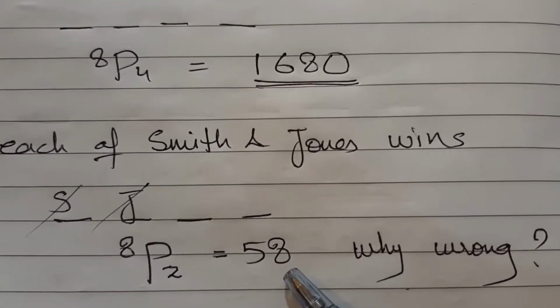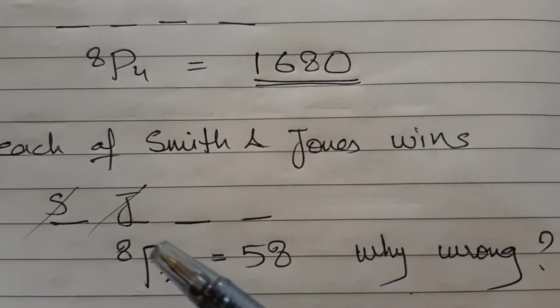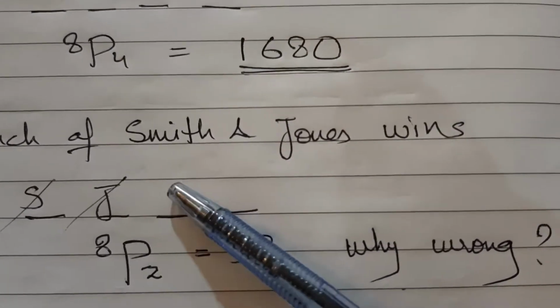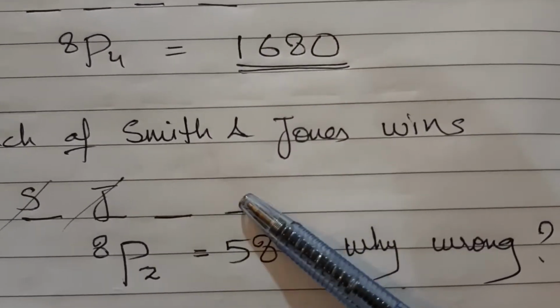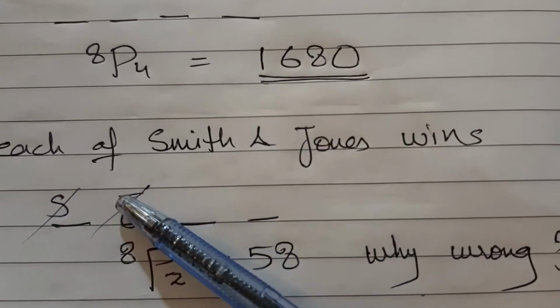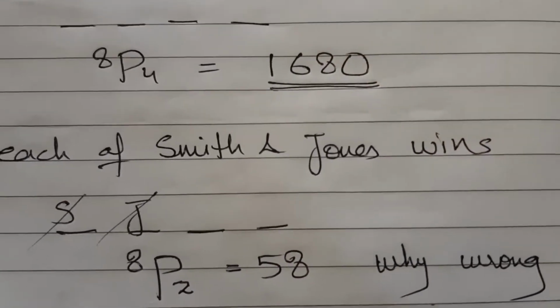Do you know why? It's because when you are doing 8P2, you are considering all the ways of only those 8 people, AB, BA, CD, CA. What about Smith and Jones? We have given them a fixed position. So this is not possible. So you know what is the right solution for this?